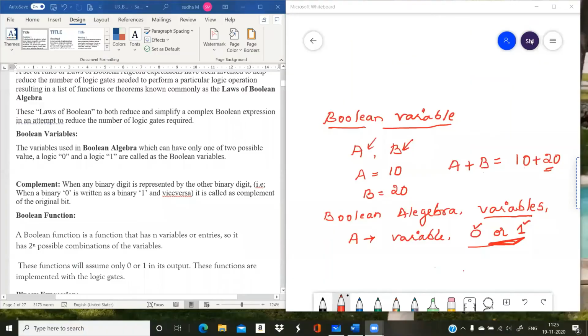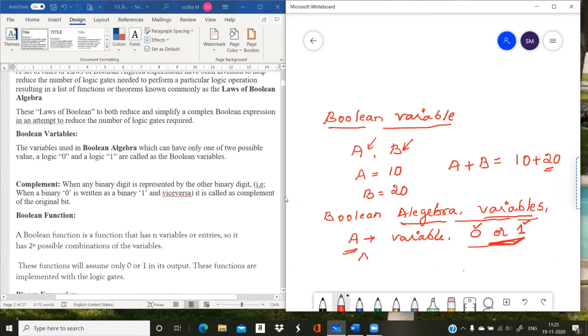Only 0 and 1 can be assigned for the Boolean variable. The value we can assign is only 0 and 1. Okay. So in Boolean algebra, the variable can have any alphabet name.